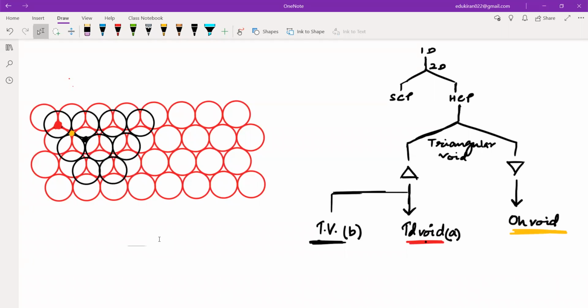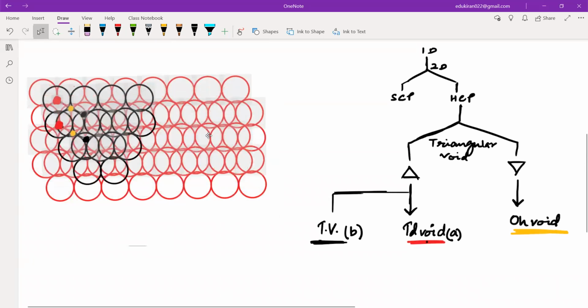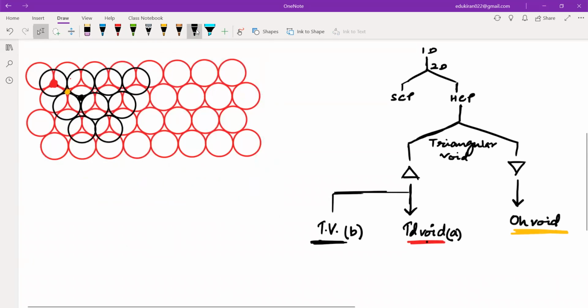Now, if you focus here, you will see that if I put atom on this void, first of all, let me put the atom here. And let me put atom on this void, because I don't want to put atom on atom. What I want is to put atoms on the voids. But if I try to put atoms on the tetrahedral void made by the layer A, that is the first layer, let me try that. What will happen?